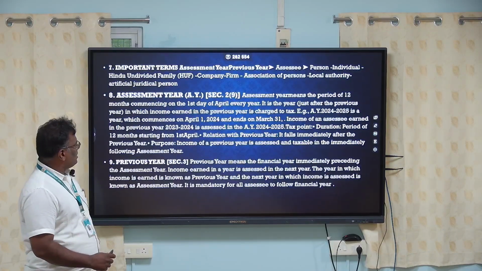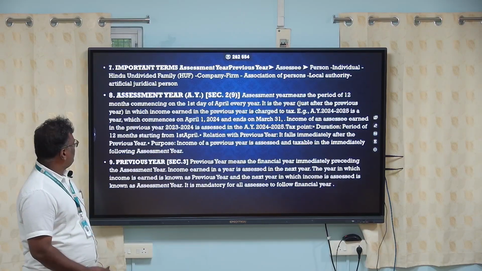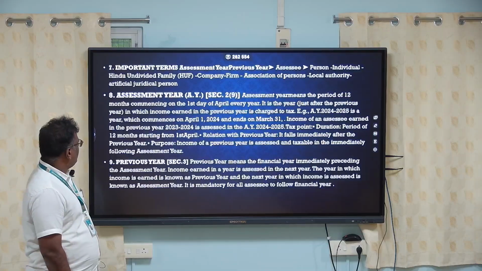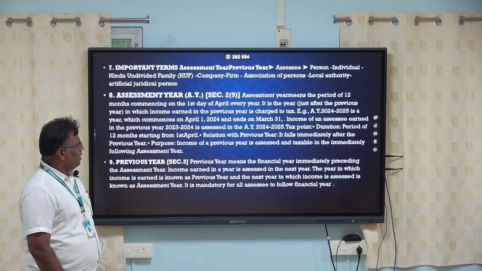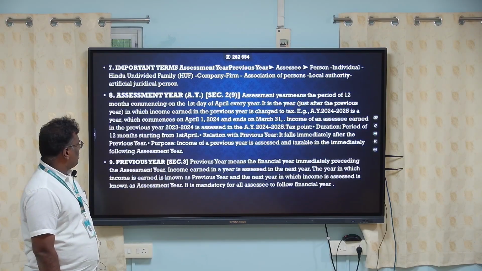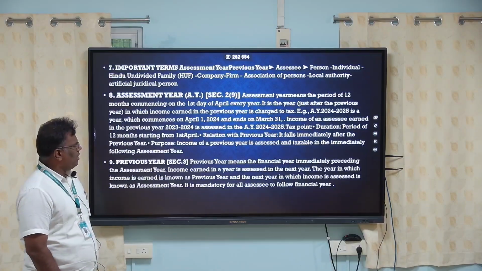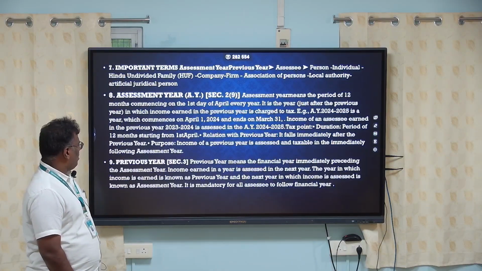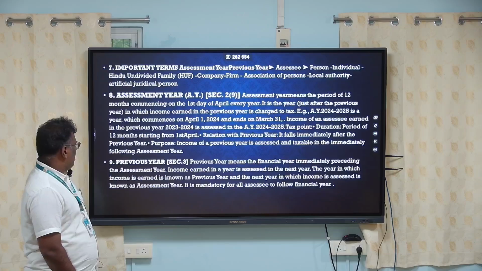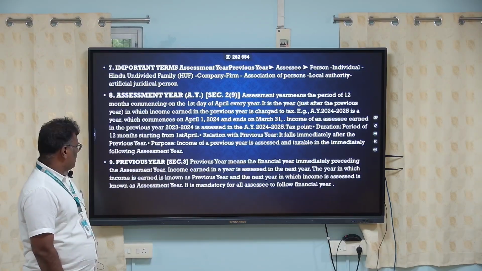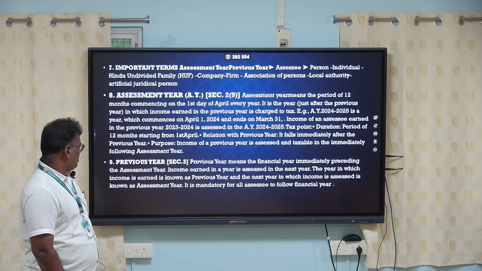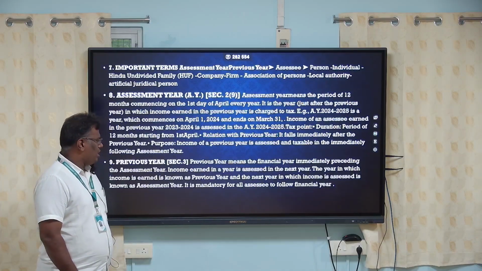Now the previous year and the assessment year. The assessee is a person, an individual or an artificial person. Assessment year is defined in Section 2, sub-section 9. The assessment year is a period of 12 months commencing from 1st April every year to 31st March. For example, the assessment year 2024-25 commences on 1st April 2024 and ends on 31st March 2025. The previous year, for the assessment year 2024-25, is 2023-24, April to March. The previous year is the financial year immediately preceding the assessment year. Income earned in the previous year is assessed in the next year: the year in which income is earned is the previous year, and the next year in which income is assessed is the assessment year.